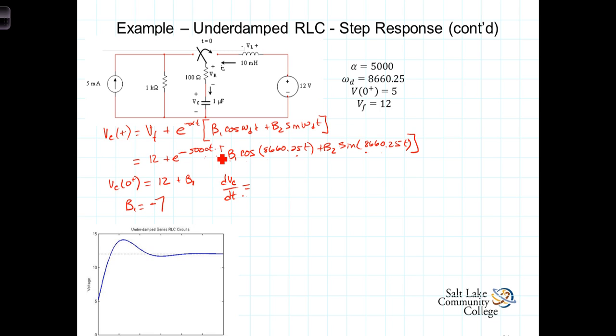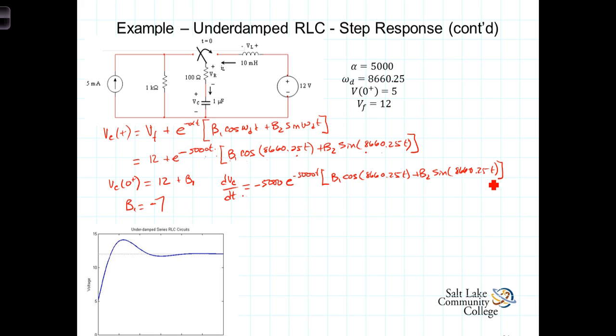Then we have the derivative of the exponent times these sine terms, plus the derivative of these sine and cosine terms times e to the minus 5,000 t. So we're going to have then dv dt is equal to negative 5,000 e to the minus 5,000 t times b1 cosine of 8660.25 t plus b2 sine of 8660.25 t.